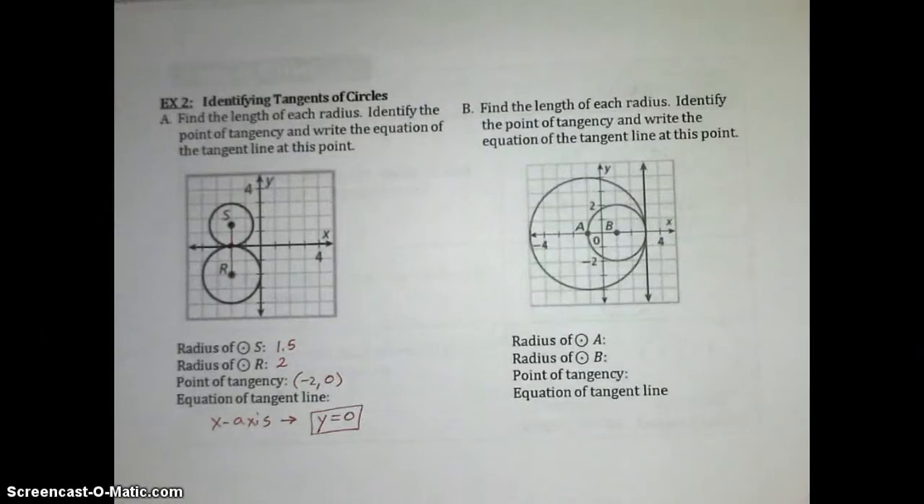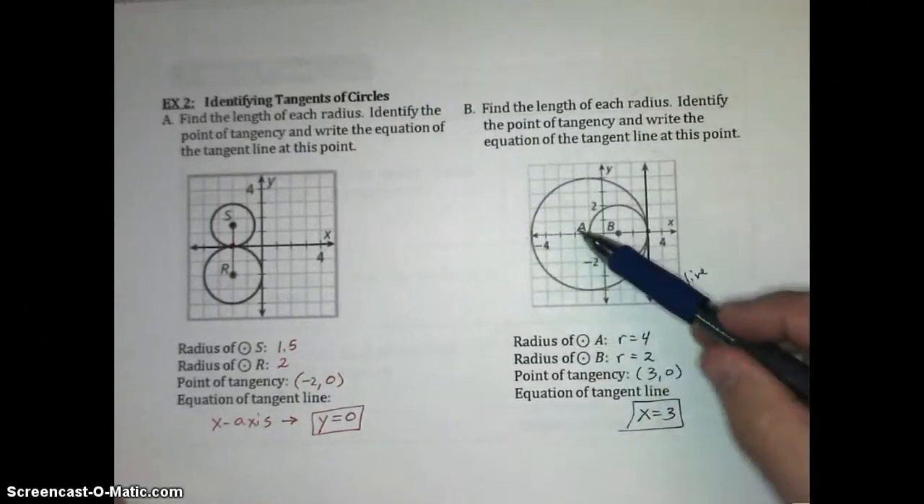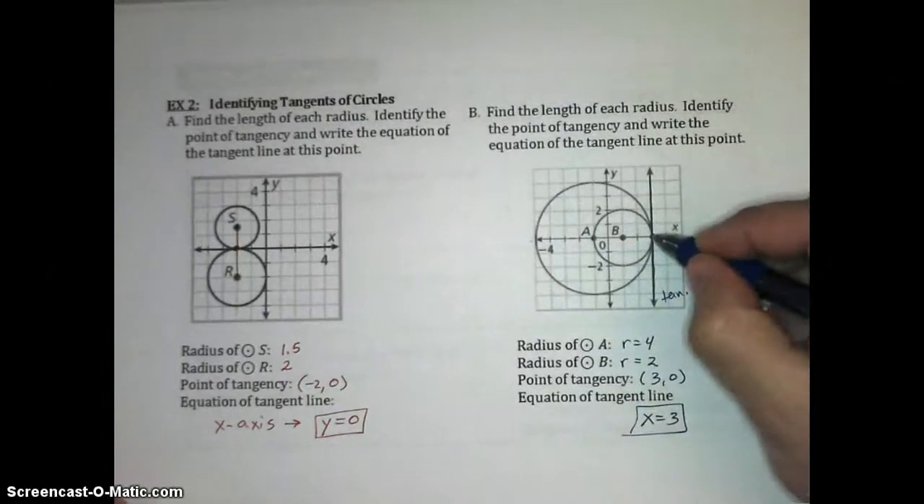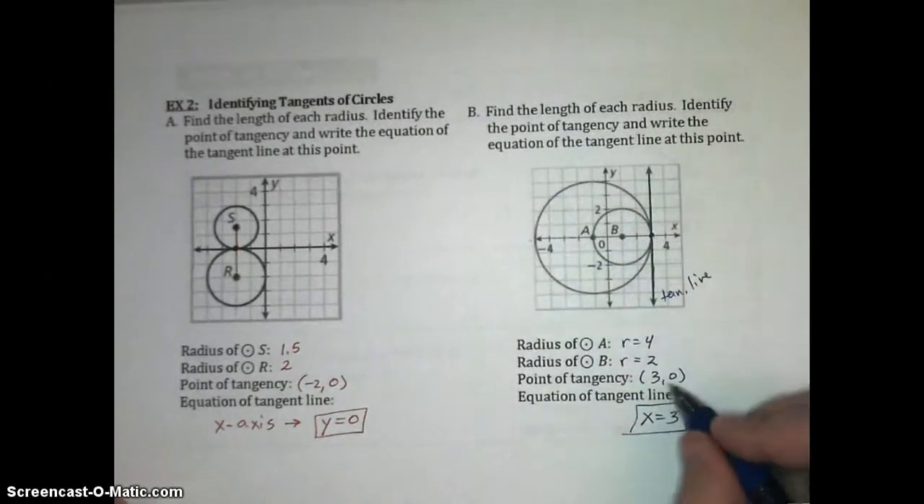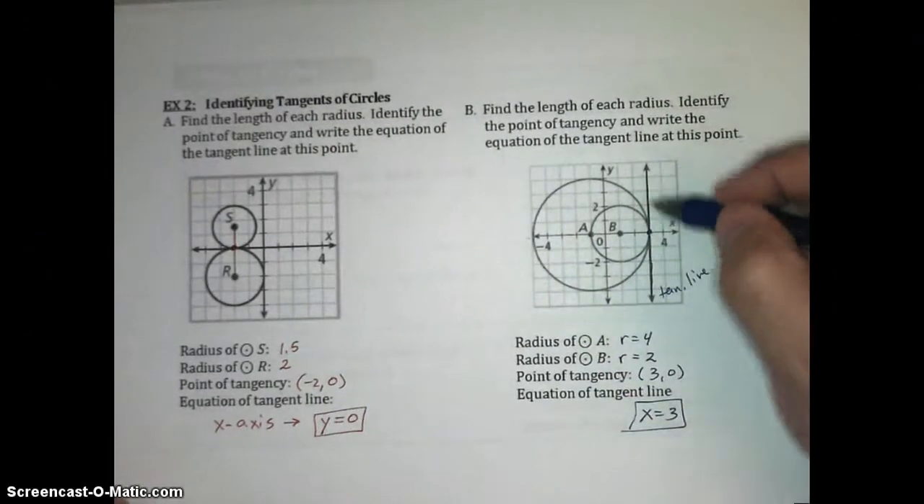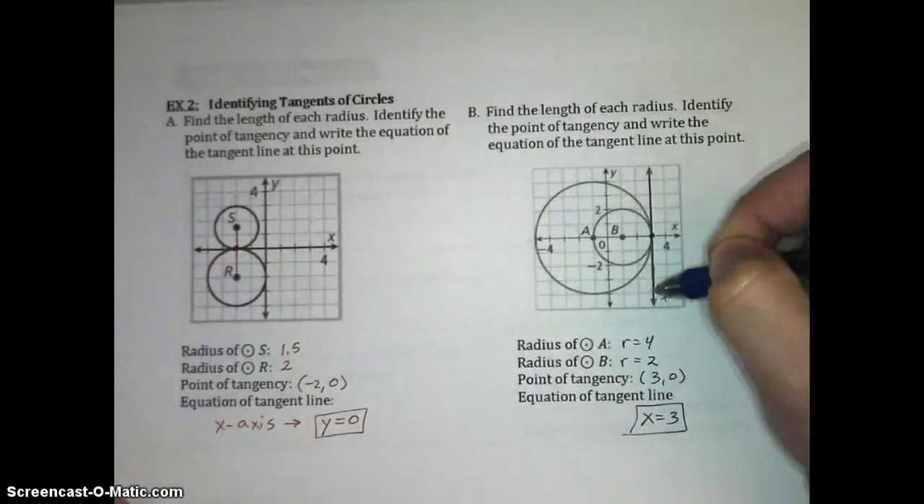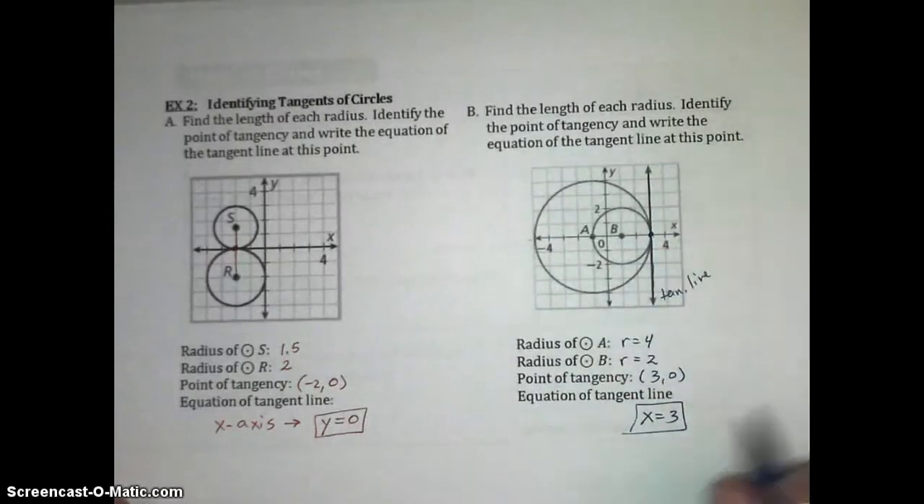All right, here's what we should get. For circle A, the radius is 4. For circle B, the radius is 2. The point of tangency, where the two circles touch, is the point (3, 0). And the tangent line, since these are internally tangent, the tangent line is this line here that they've drawn for you, has the equation x = 3.